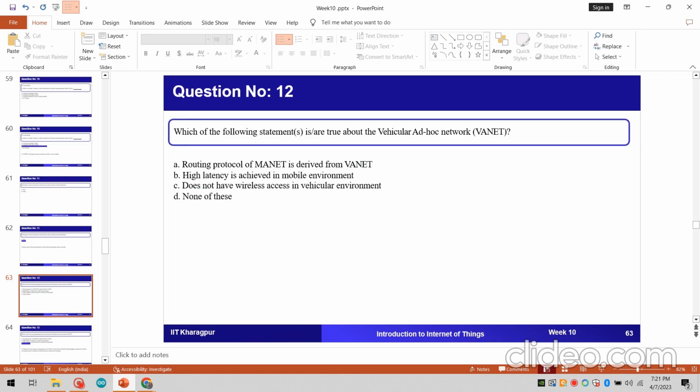I am repeating the question. Which of the following statements is true about vehicular ad hoc network? Routing protocol of MANET is derived from VANET. High latency is achieved in mobile environment. Does not have wireless access in vehicular environment. None of these.